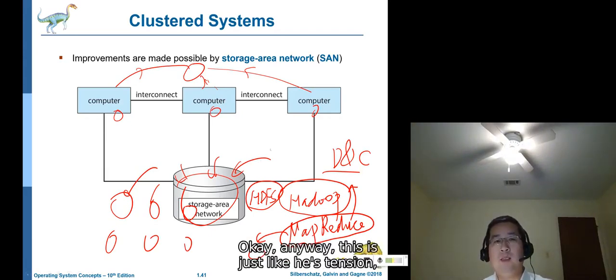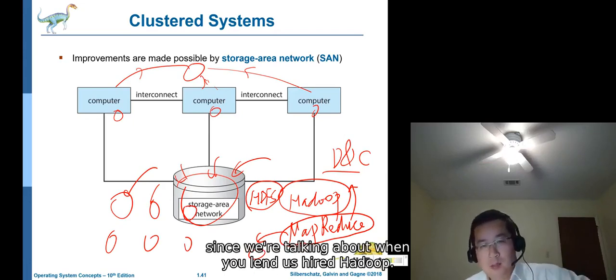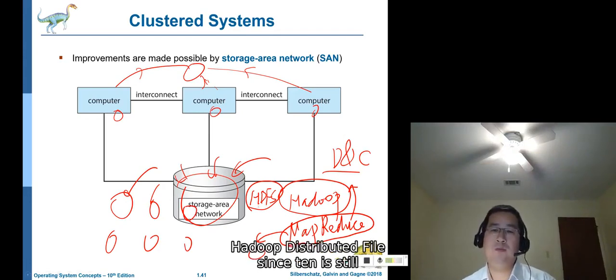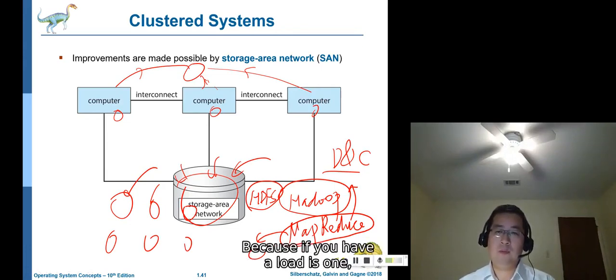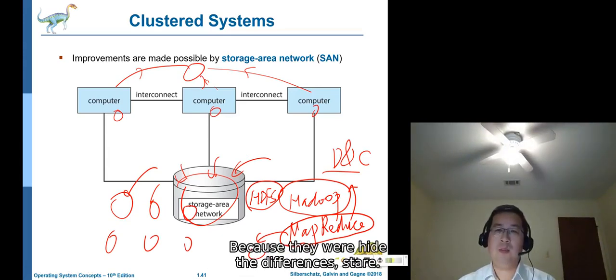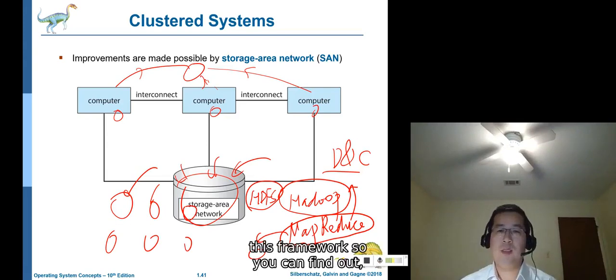Okay, anyway, this is just like an extension. Why do we need to learn these things? In fact, this is still low-level stuff. When you learn this Hadoop distributed file system, it's still like learning operating systems, because if you know this, when you code for this distributed system, you are just coding for one computer, because they will hide the differences. You don't need to care about where it's located, and you just need to follow this framework.